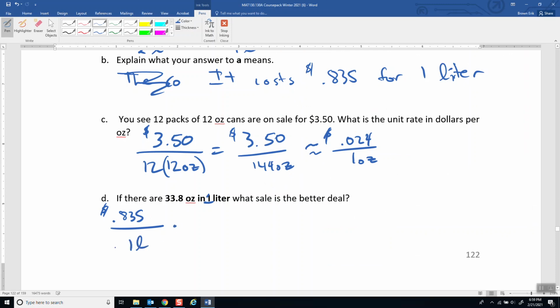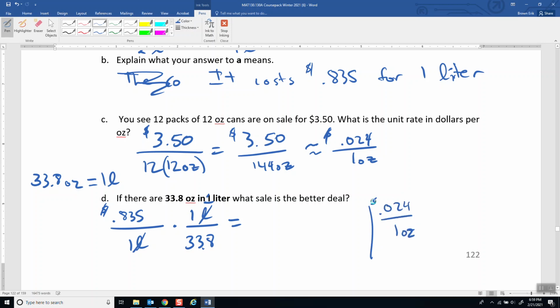So if I want to convert this thing to ounces, I want the liters on top with this equivalency statement. In other words, this statement, 33.8 ounces in 1 liter, means 33.8 ounces equals 1 liter. Multiply this out, and we will have converted this thing into dollars per ounce. Simultaneously, going to convert this one, so 0.024 over 1 ounce, into dollars per liter. This time, I need the liters in the bottom and the ounces in the top. Ounces cancel, and away we go.